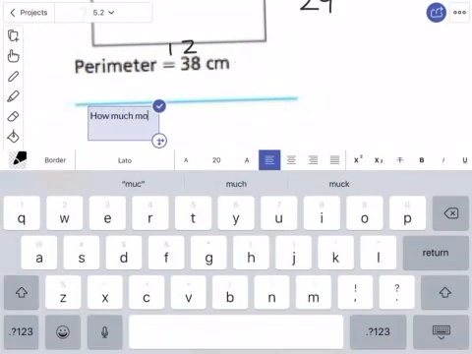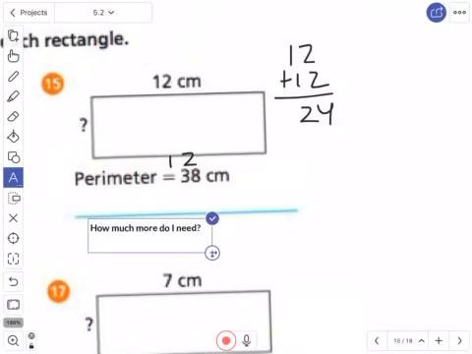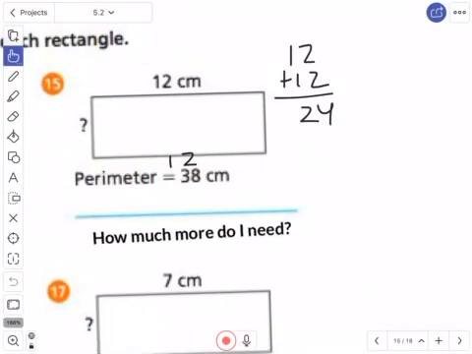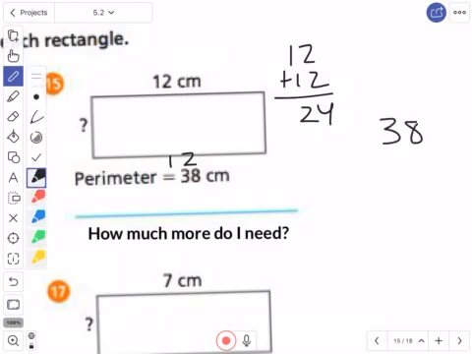How much more do I need? I hope you are saying to yourself, how much more? Well, how much more is subtraction. I need to get to 38. I already have 24. Well, I can do 38 minus 24.